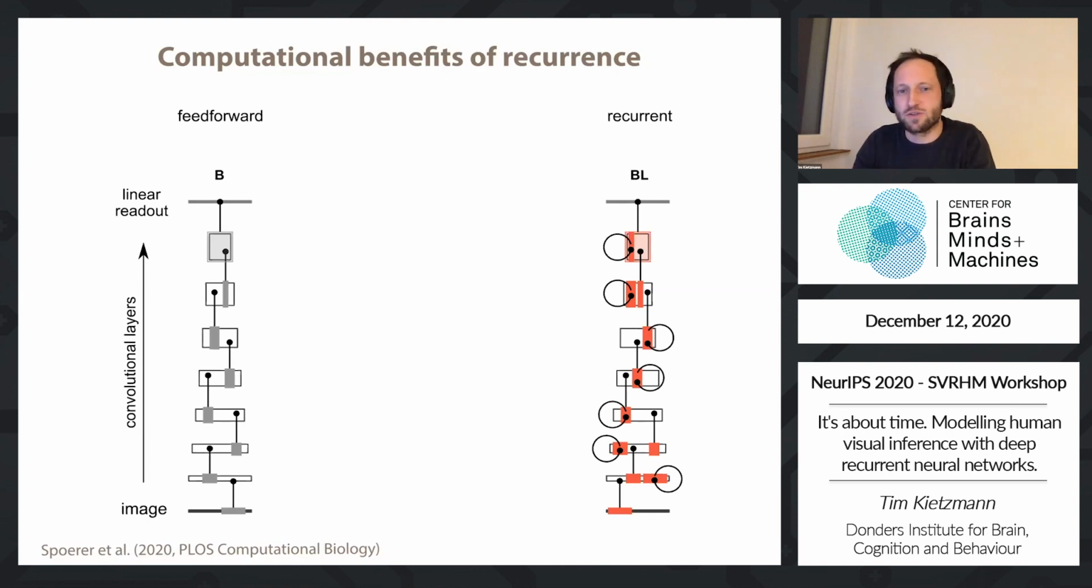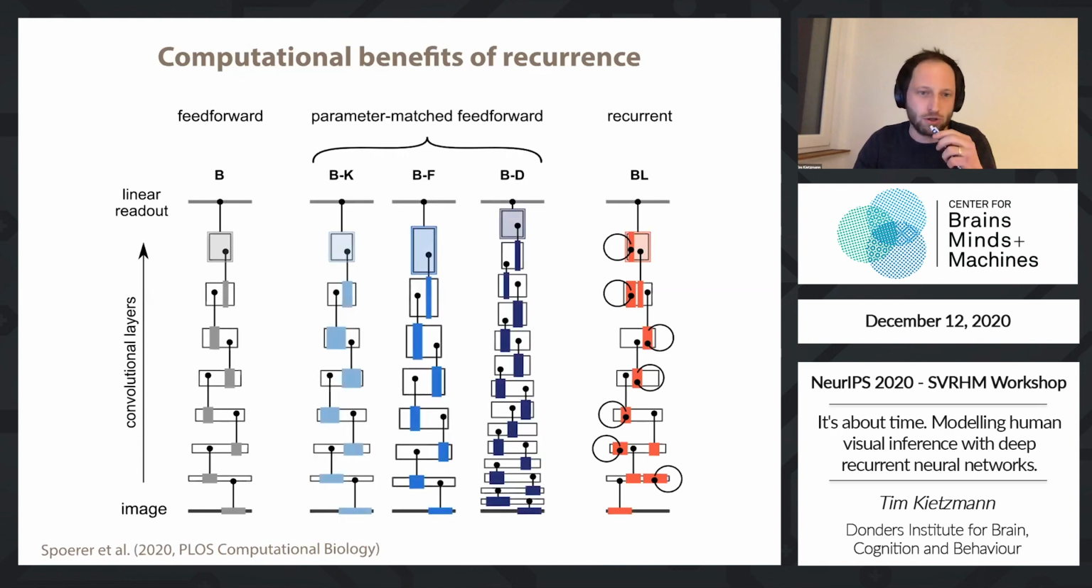Adding lateral connections adds a whole lot of parameters. So if that model were better than the base model, you could say, well, it's just more parameters, so it's not that surprising. So we enter 3 more control models, BK, BF, BD. BK is just larger kernel sizes, BF is more feature maps per layer, and BD is just more layers. The point is that B has 11 million parameters, BK and BF have 40 million parameters, and BD and BL have 30 million parameters. So these models are in the same order of magnitude in terms of parameters, or quite closely match what BL has.